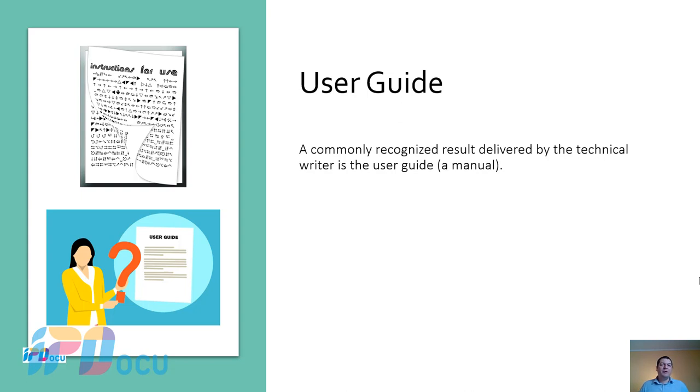Now, what is it that people usually imagine when they hear technical writing? I want to give you here a small example. One of the most popular deliverables that technical writers are popular for is the user guide. This is what the technical writer produces and delivers, some sort of instruction, or as many people call it, a manual. So usually this is the thing that comes to mind to most people when they hear about technical writers and what the technical writers do.